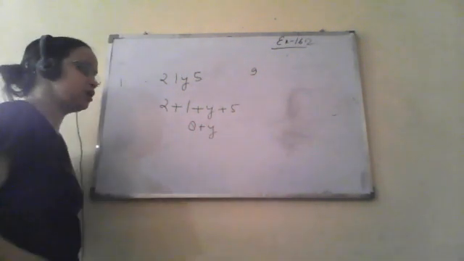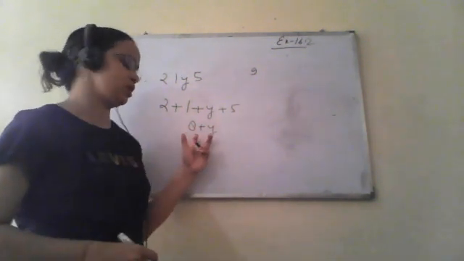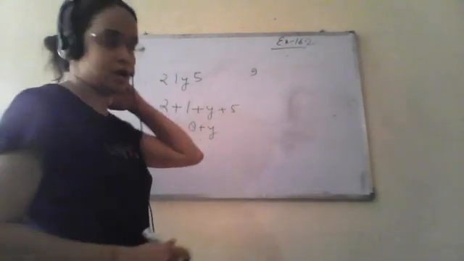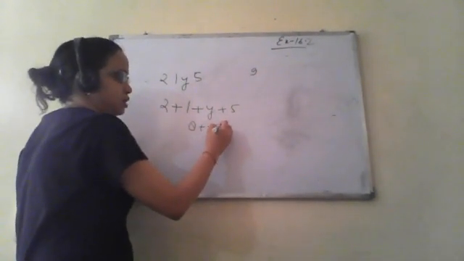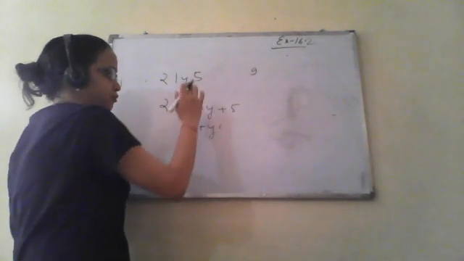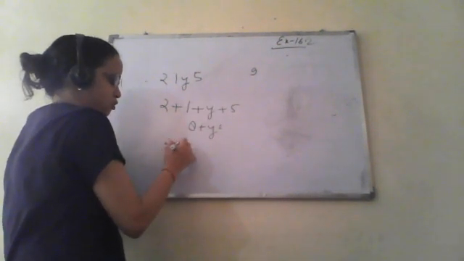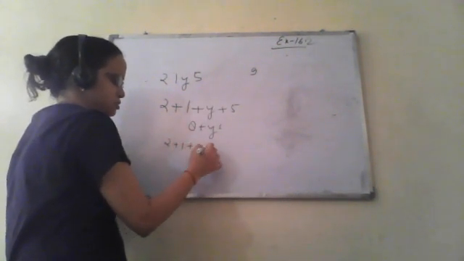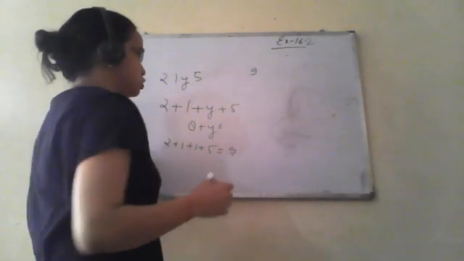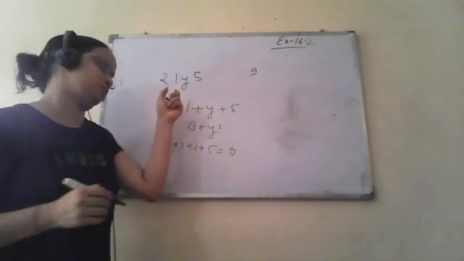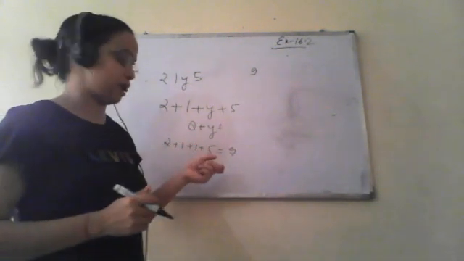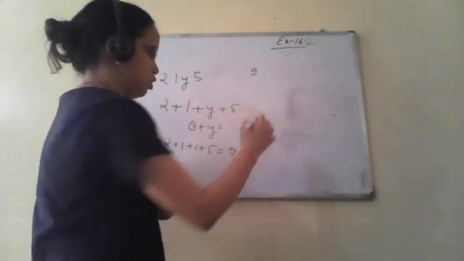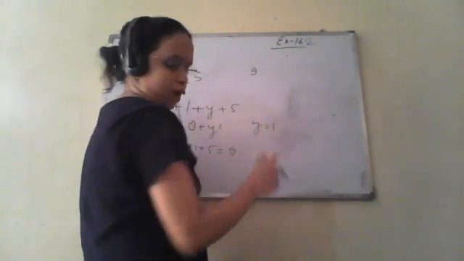So what can be the value of y so that this addition comes out to be a multiple of 9? Simply, it will be 1. If we put y equals 1, it will be 2 plus 1 plus 1 plus 5, and this comes out to be 9. So in order to make this number divisible by 9, we have to put y equals 1, or the value of y is 1.